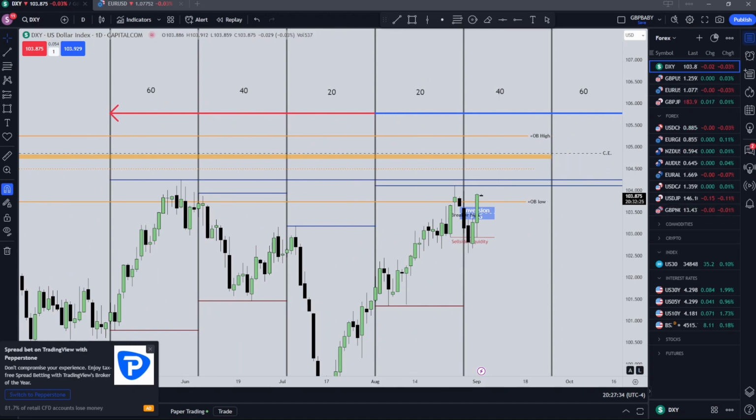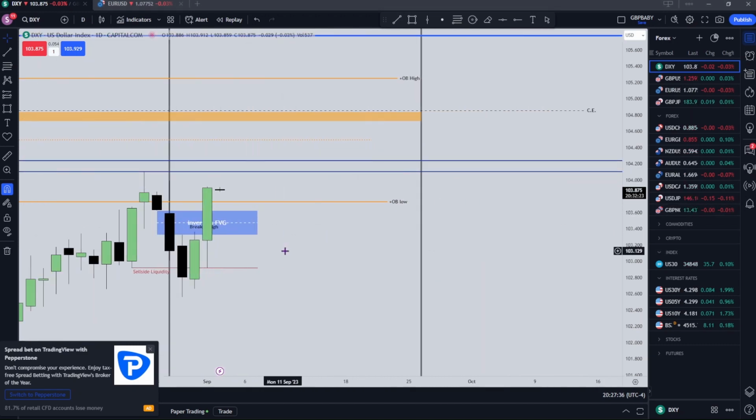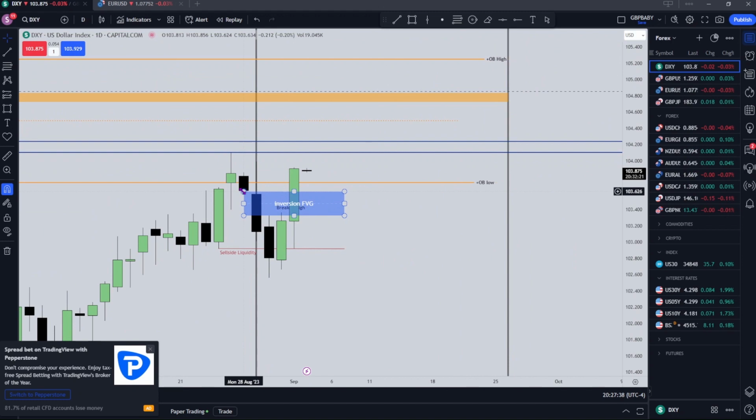And if we go lower, we can also see an inversion fair value gap that I've marked out. So this is an inversion fair value gap because we traded on the downside, then on the upside. So now when price comes back to it, I expect it to find support on top of this fair value gap. It should act as a bullish fair value gap basically. So that's what I've got drawn out here.